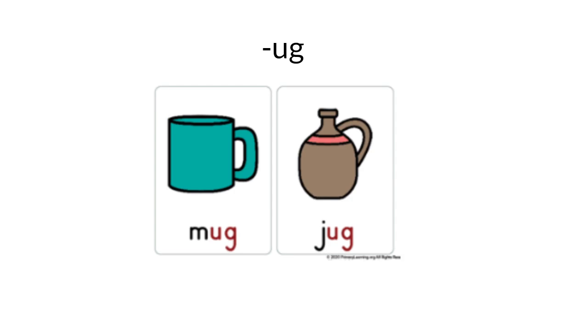How about these two pictures? Do you know what this is? Yes, it's a mug. Look at the word mug. M-U-G, mug. How about this one? Yes, it's a jug. Listen to the ending sound in the two words. Mug, jug. Mug and jug are also from the ug word family. Can you think of other words?